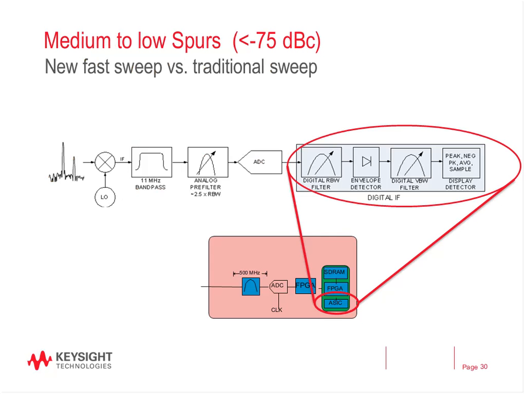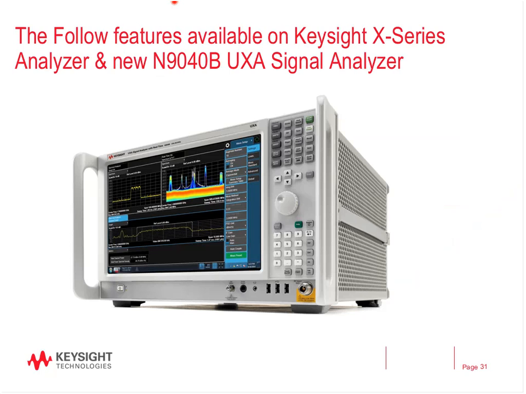Now, what if you need spurs that are lower than -75 dBc? There's something called fast sweep. This is a new capability available in our new spectrum analyzers, including the new UXA. What this does is it allows you to oversweep the spectrum analyzer and perform sweeps 50 times faster than you could before. And this is available in our new UXA.